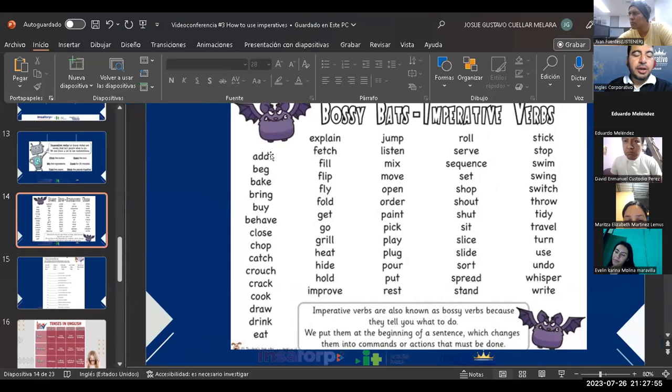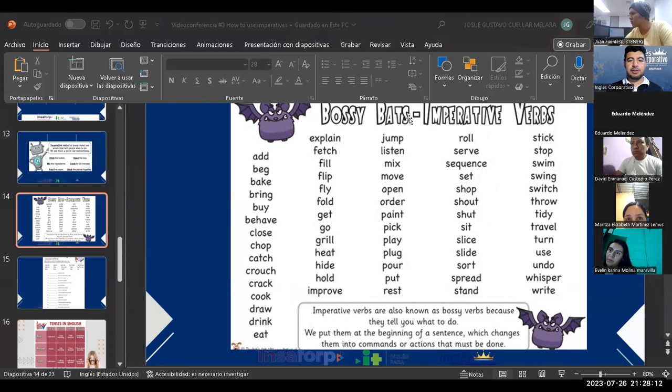Okay. So here we have add, beg, bake, buy, behave. Okay. So I need you to tell me at least two options, two imperatives. Vamos a utilizar esos verbos so we can use, for example, turn right, and the other is stick. Okay, I used two of these verbs.